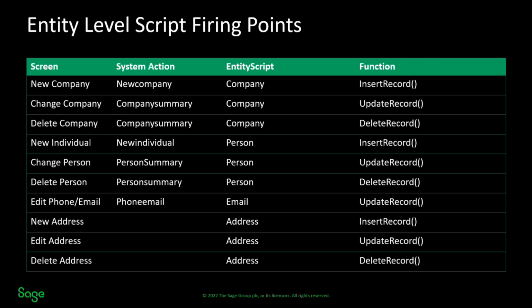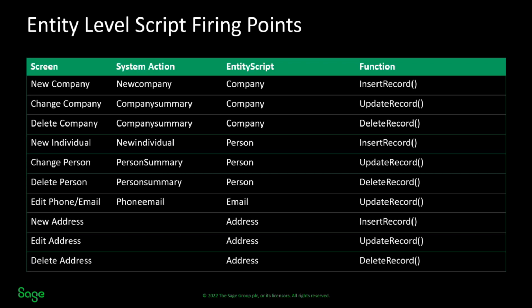And they're used in a very, very tightly defined way. So they're used in the context of, and this is entity level scripts, when a new company or a new individual is being defined. It's used when we're editing something or deleting something in the context of the company summary or the person summary. And in fact, entity level scripts are only focused on these three broad business objects: the company, the person, and the phone and email combination.